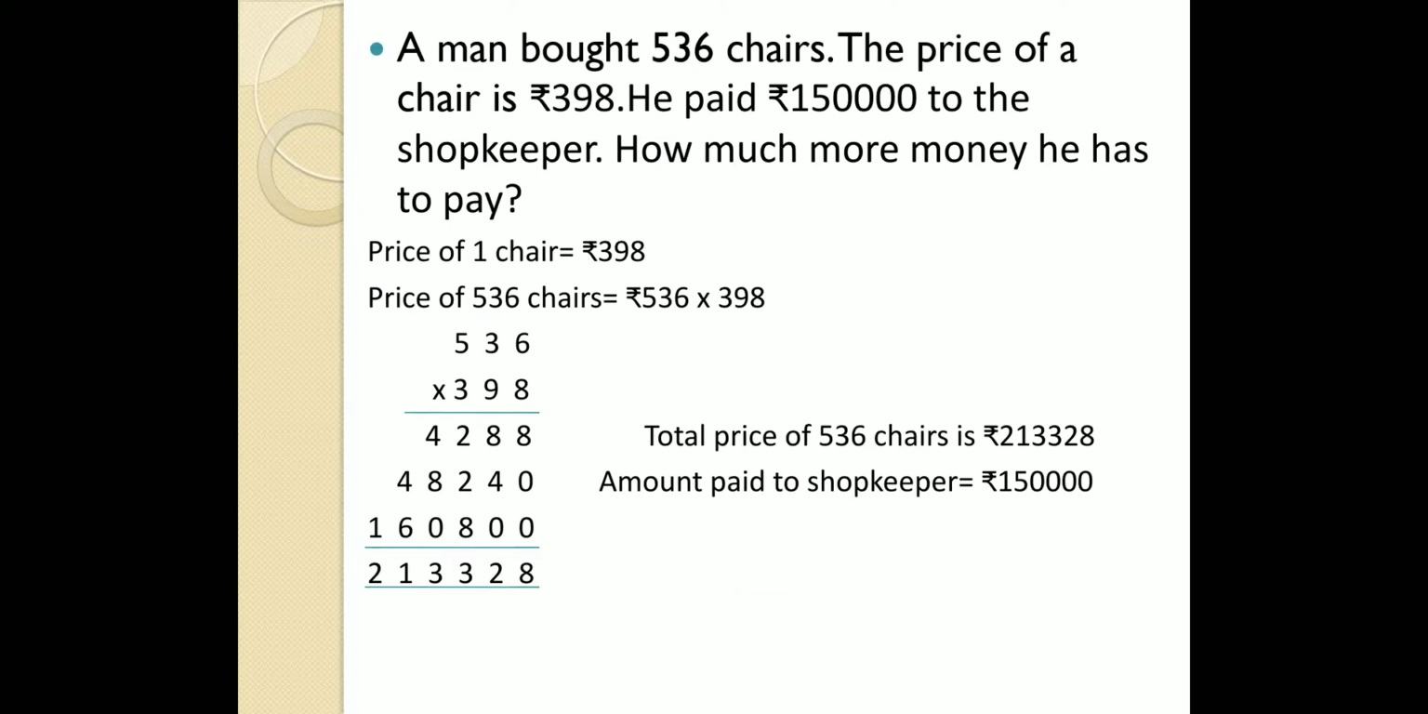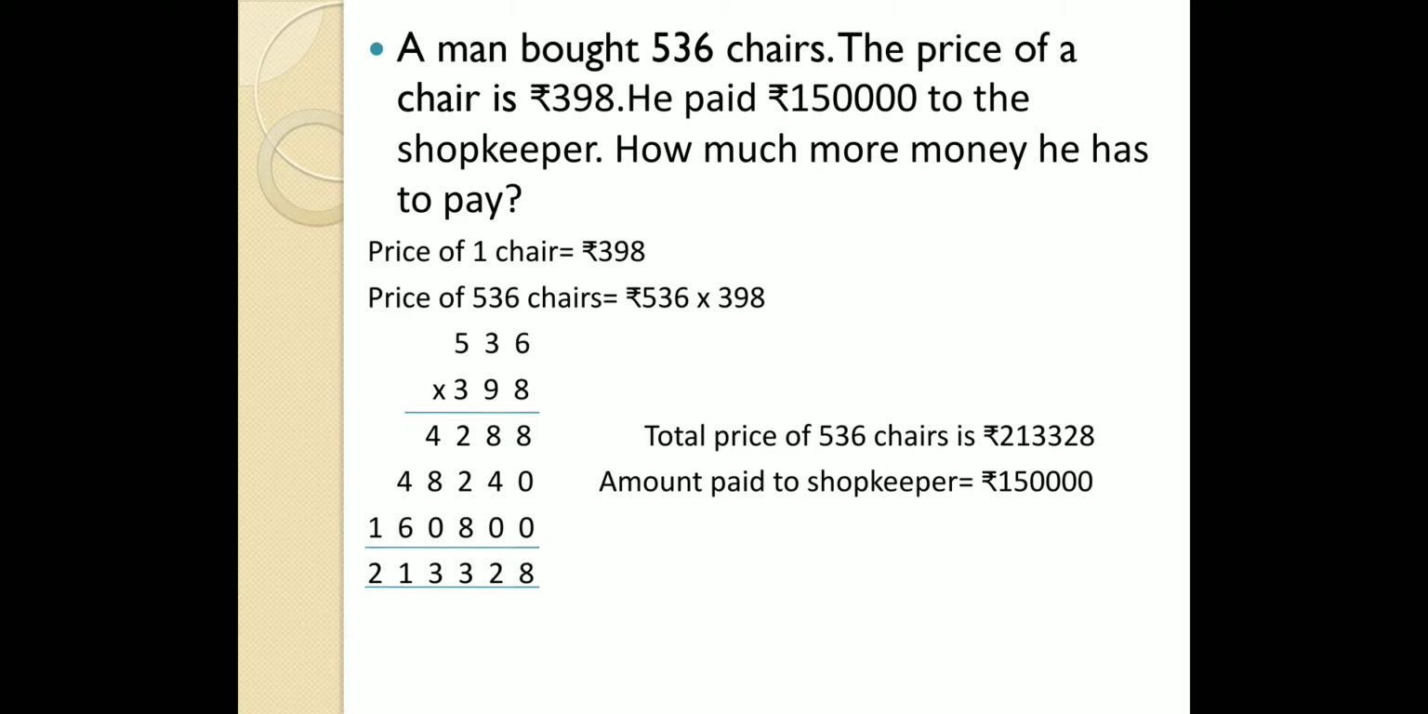Now we move on to the third sum. A man bought 536 chairs. The price of a chair is rupees 398. He paid rupees 1,50,000 to the shopkeeper. How much more money does he have to pay? So, a man has bought 536 chairs. Cost of one chair is given. So, first of all, go through the word problem and see that in this word problem there are two operations involved. First, the price of one chair is given. So we have to find the price of 536 chairs. So for that we have to multiply.